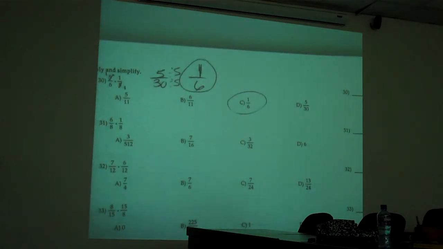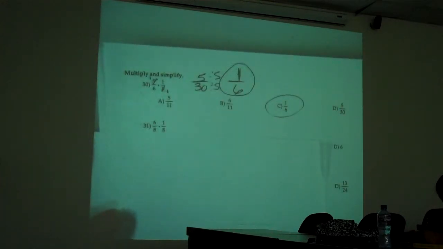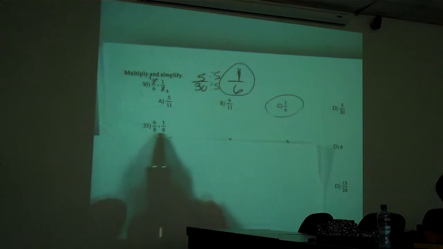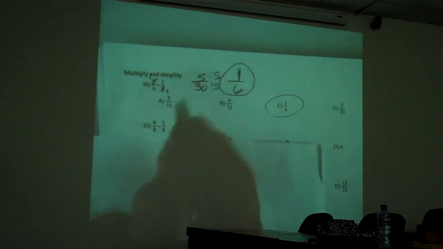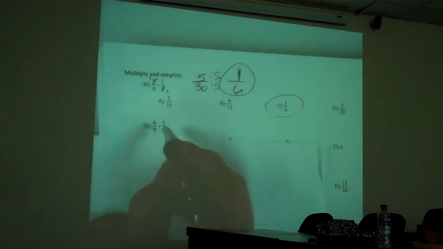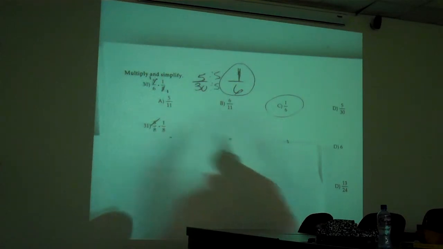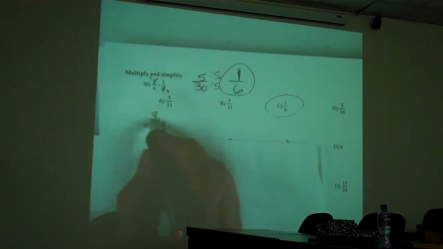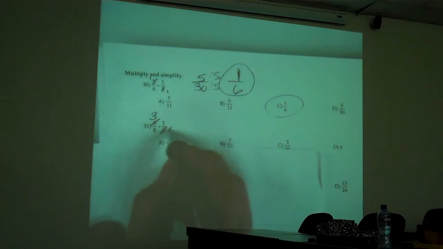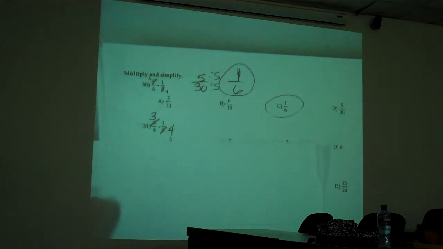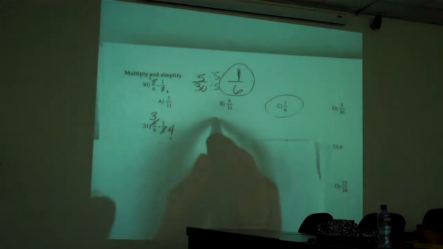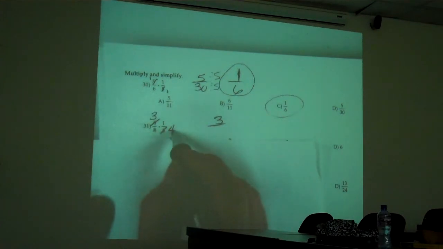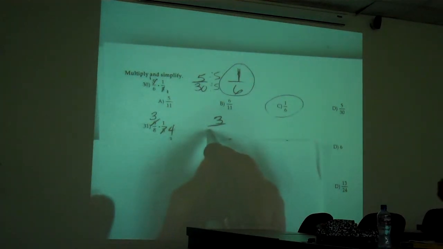Okay, number 31. 6/8 times 1/8. Do not divide side by side though. It has to be a top and a bottom. The 6 and the 8 will both divide by what? 2. 6 divided by 2 is 3. 8 divided by 2 is 4. So now we have 3 times 1 on top, 8 times 4 on bottom. It's 32. So 3 over 32.